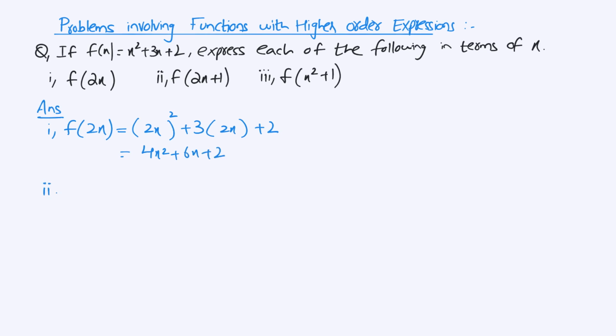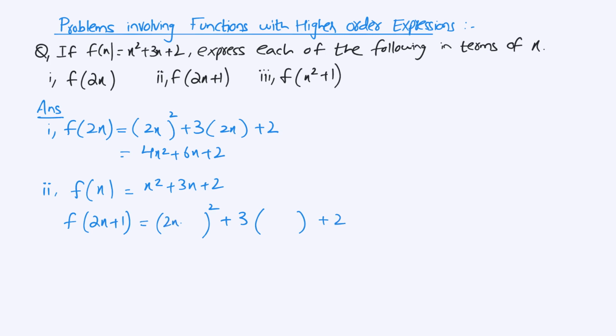Okay, so when you simplify this you get 4x square plus 6x plus 2. Similarly for the second part, what you need to do is realize that you knew that f of x is x square plus 3x plus 2, right? So f of 2x plus 1 now would mean, in place of x in the function, plug in 2x plus 1.